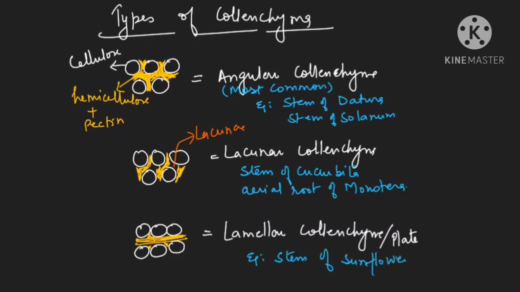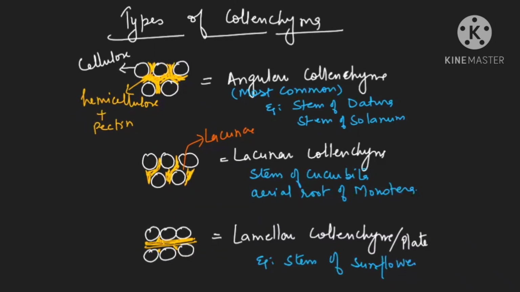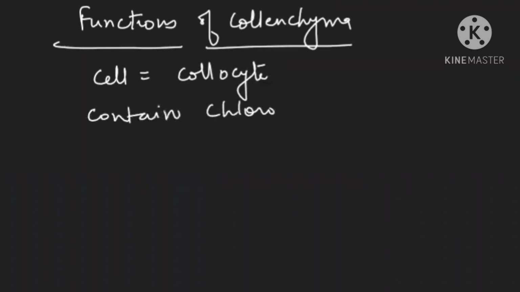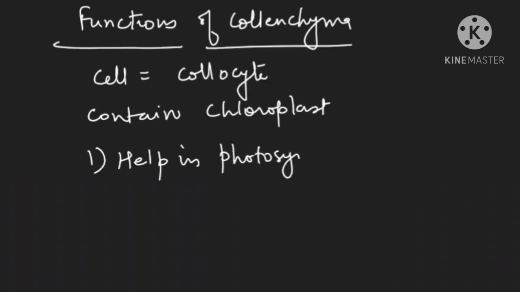Clear? Now let me give you the list of the functions of the collenchyma. First of all, the cells of the collenchyma are known as collocytes, and they contain chloroplast. So can I say the first main function is that they also help in photosynthesis? Then second, because of the deposition of hydrocolloids, they provide mechanical support.